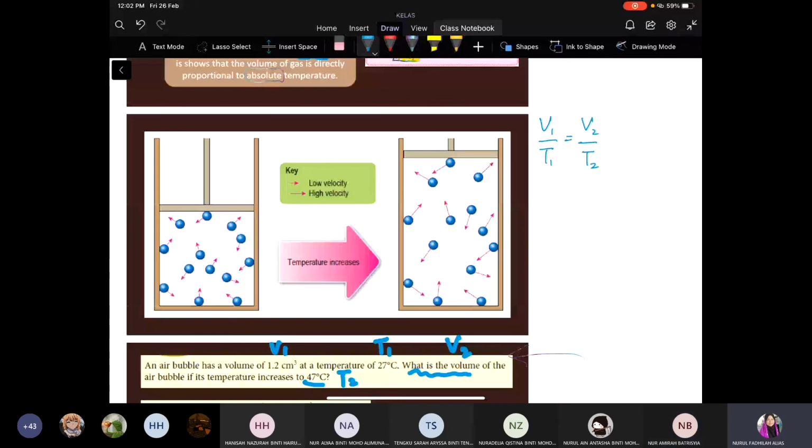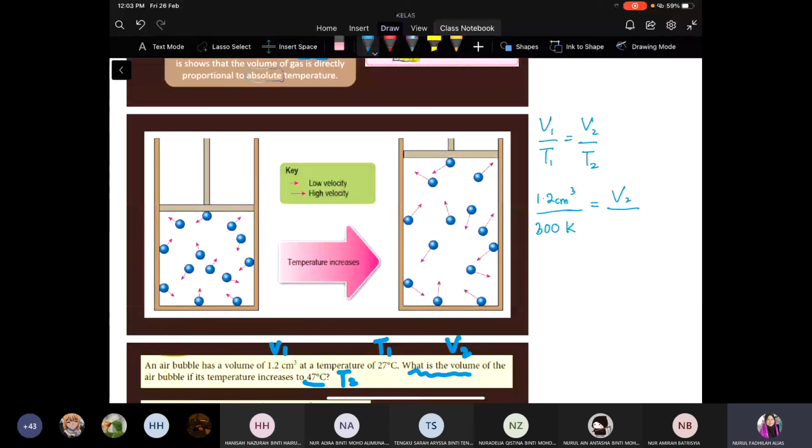So now let's substitute. What's V1? 1.2 centimeter cubic. T1, what's the temperature? 300 Kelvin. Why 300? Tell me. Because we must change 27 degrees Celsius to Kelvin. Yes, very good. Excellent. There is a student who stayed awake until the end. So your friend, help everyone.